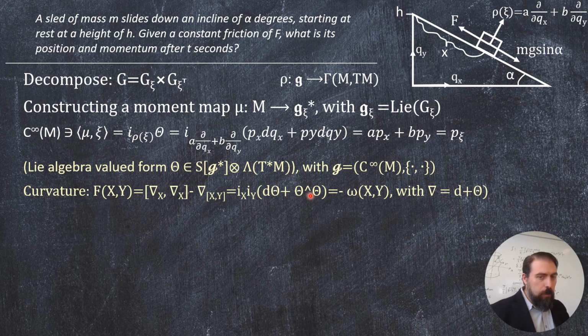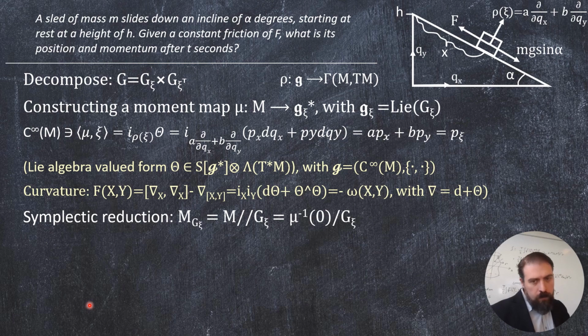So in that case, we will still get this minus omega contracted with x and y. This is contraction with x and y. And the connection is defined as d plus theta, the gauge potential. So that's a bit of an aside, just to talk a bit more about what these gauge connection forms are good for.